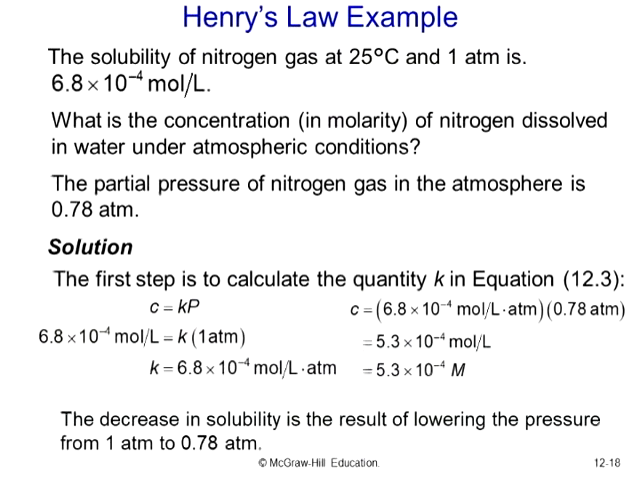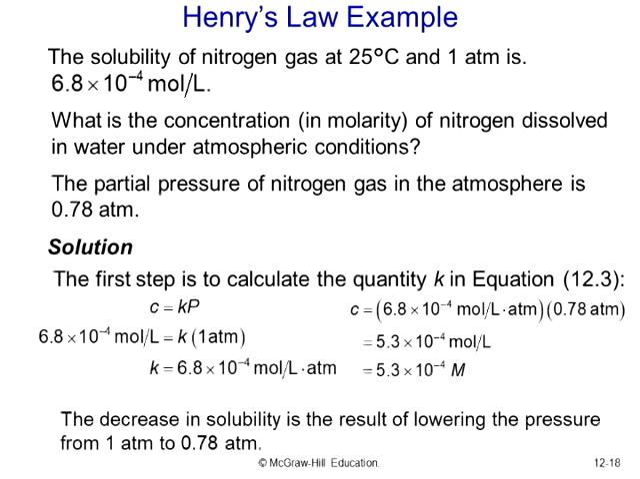So let's work a problem with Henry's law. The solubility of a nitrogen gas at 25 degrees C and 1 atm is 6.8 times 10 to the minus 4 mole per liter. What is the concentration, the molarity, of nitrogen dissolved in water under atmospheric conditions? Note that the partial pressure of nitrogen gas in the atmosphere is 0.78 atm.